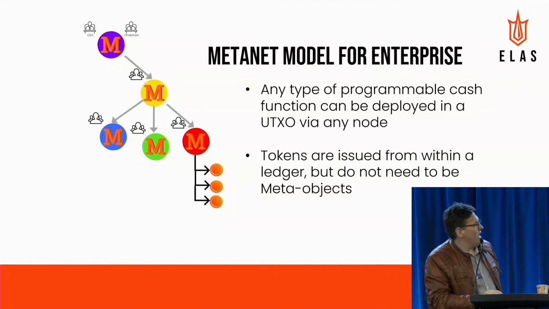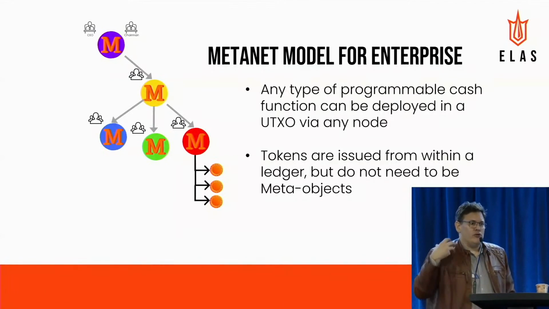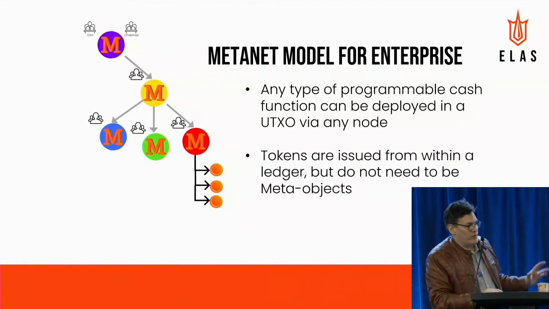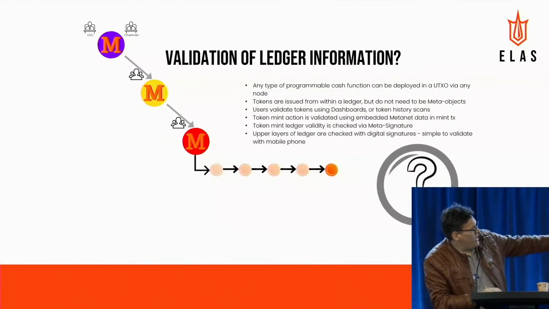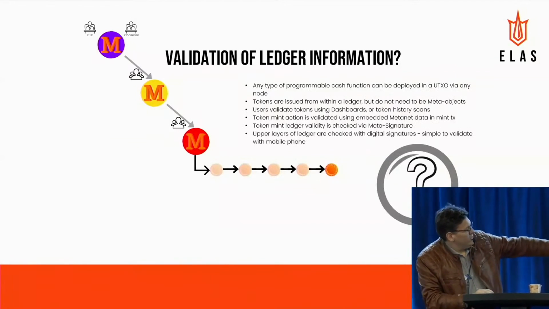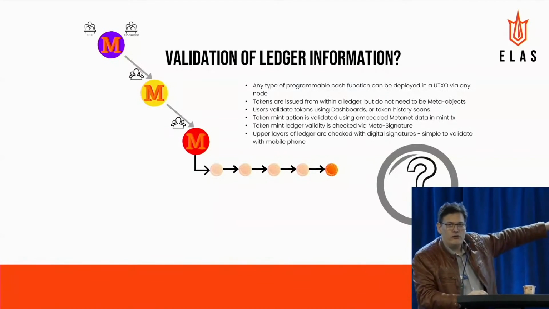And obviously within that, you can do anything you like with tokens. Tokens that are issued from within the ledger don't need to be MetaNet objects. They can just be regular tokens and transferable under normal Bitcoin rules. But the important thing is that it doesn't matter where you are within the system, you've always got a path that you can follow all the way back to the root node.